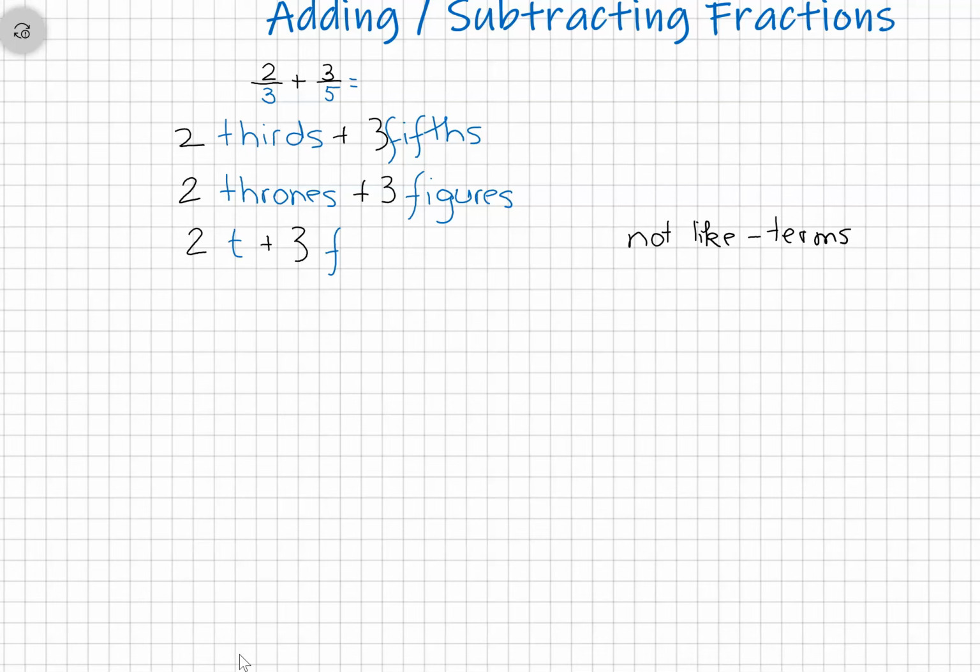If we want to continue, let's get back to our initial example, 2/3 and 3/5. They cannot be added because they are not the same. Same thing for the throne part. So if we get back to our initial example, 2/3 plus 3/5, we discussed that we cannot add them because they're not the same.